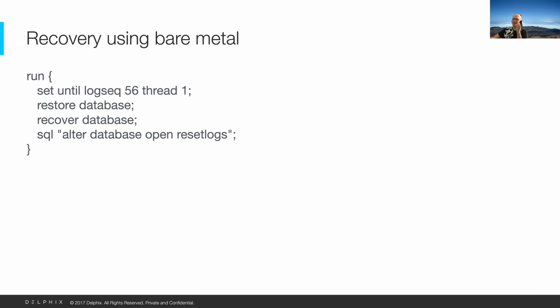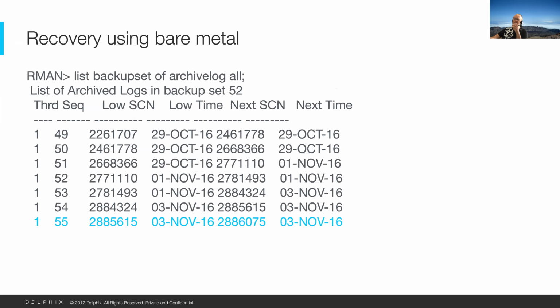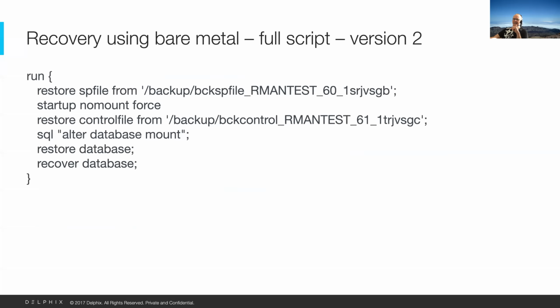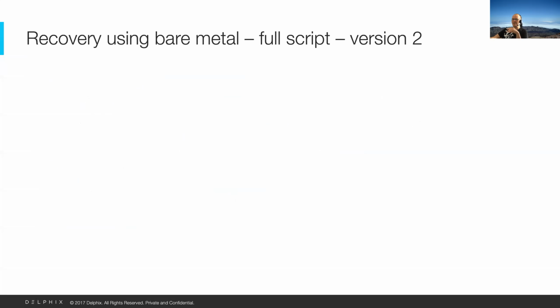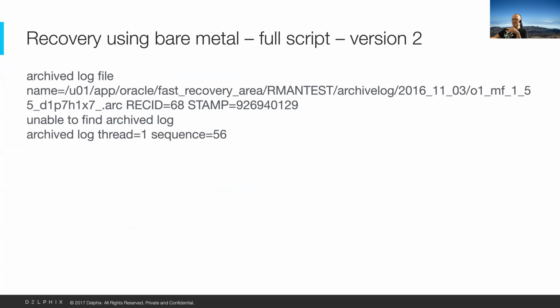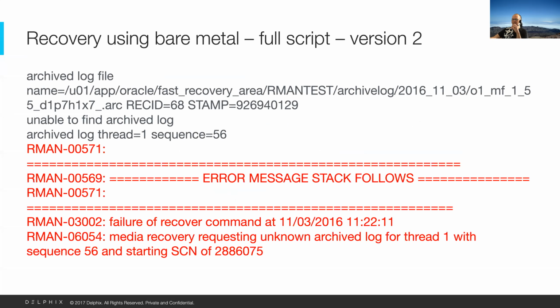If I don't care about that information, I just want to restore to the latest possible archive log, I can go with that script where I have restore database, recover database, and there is no information whatsoever about point in time recovery. So what will happen if I run that script? That script can end up with an error.